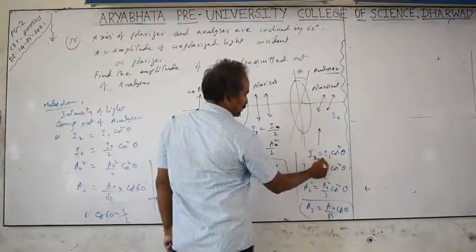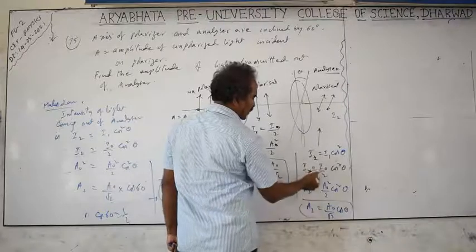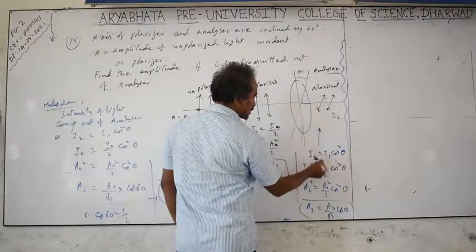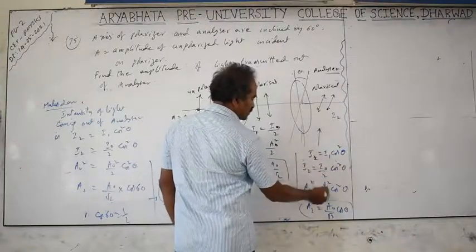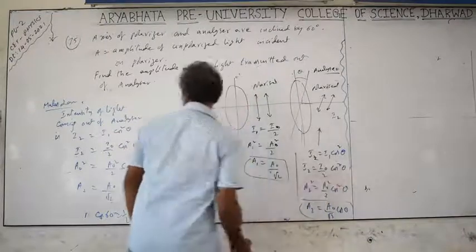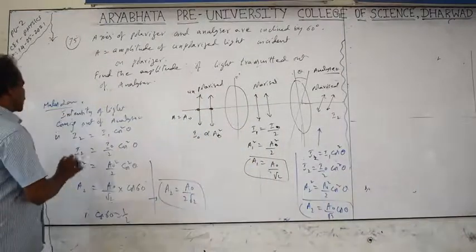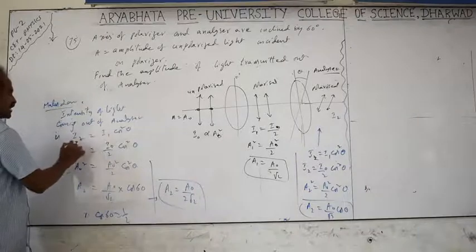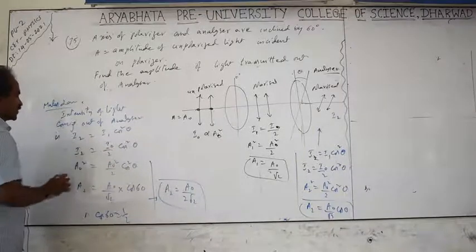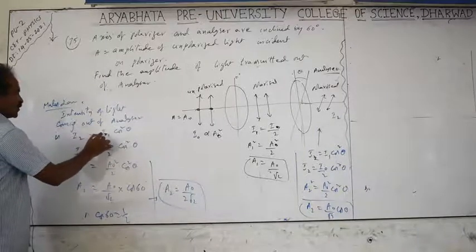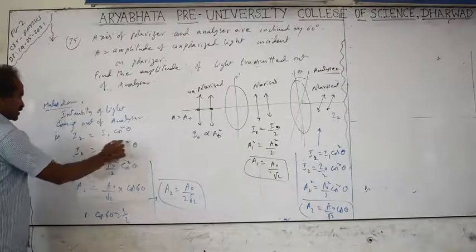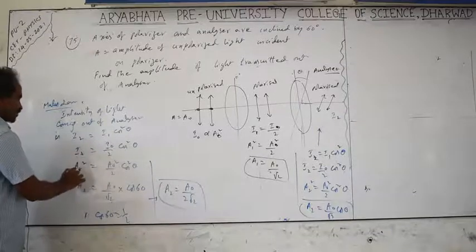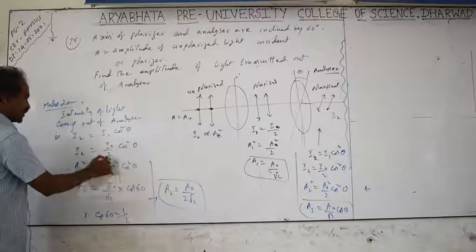Then we have to find I2, that is A2. I2 equals I1 into cos square theta. I2 is proportional to A2 square, and I1 is proportional to A0 square. The intensity of the light coming out of the analyzer is I2 equals I1 into cos square theta. I1 is nothing but I0 by 2, so I2 equals I0 by 2 into cos square theta. That is, A2 square equals A0 square by 2 into cos square theta.